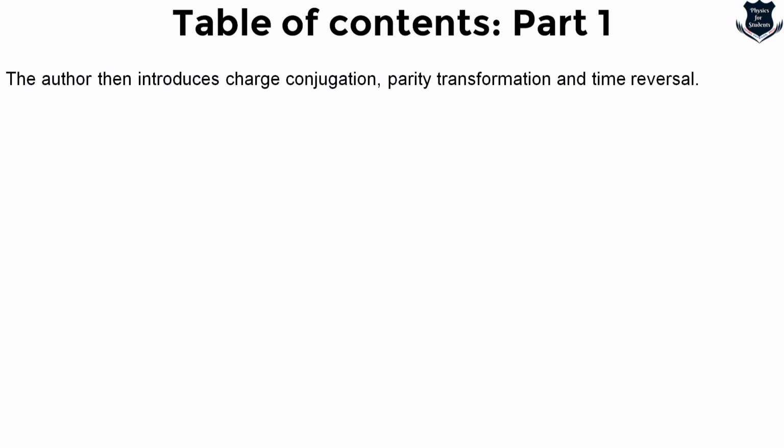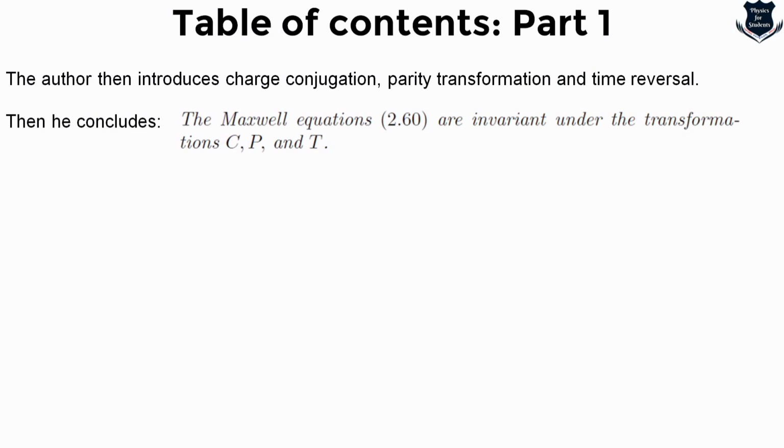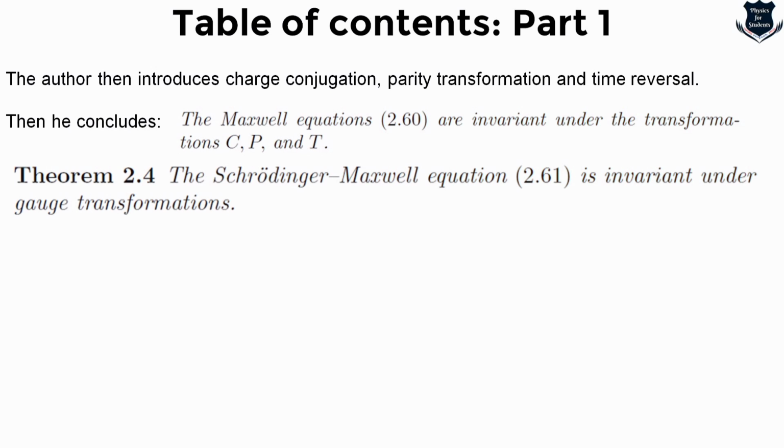The author introduces the concept of conjugation, parity transformation and time reversal. Now here you see he concludes that the Maxwell equations are invariant under the transformations of C, P and T. You will see what C, P and T are once you follow those indexes. Now this is obviously special relativity. We know that Maxwell's equations are invariant under transformation. Now you see this is a theorem which he does: the Schrödinger-Maxwell equations are invariant under gauge transformations.